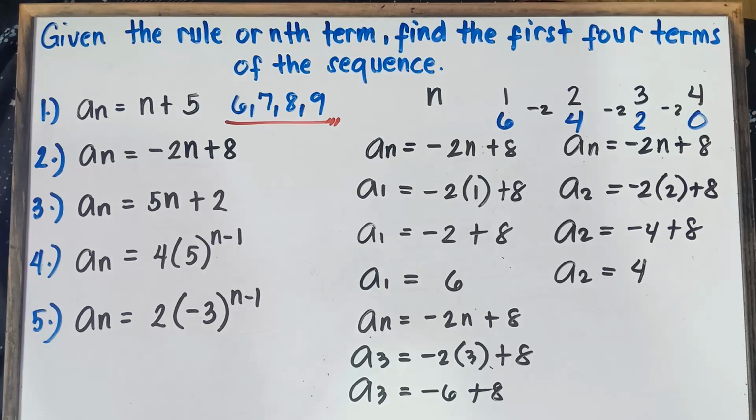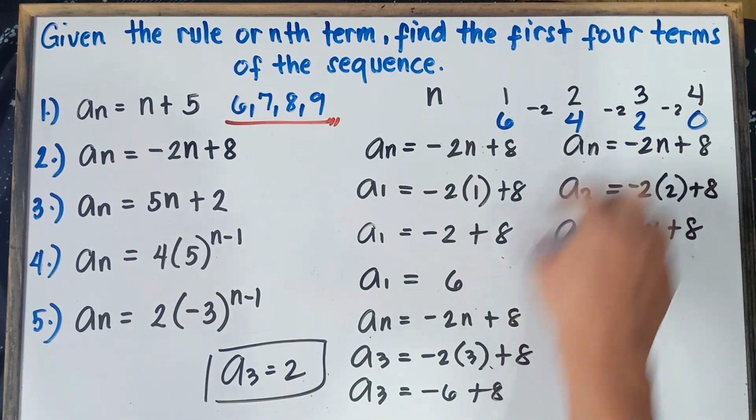What's the answer, class? Negative 6 plus 8. That's correct. That would be positive 2, right? 8 is greater than 6. We copy the sign of 8. Subtract, unlike signs. 8 minus 6 is 2. So a sub 3 is equal to positive 2. Yup, we get the same answer, class.